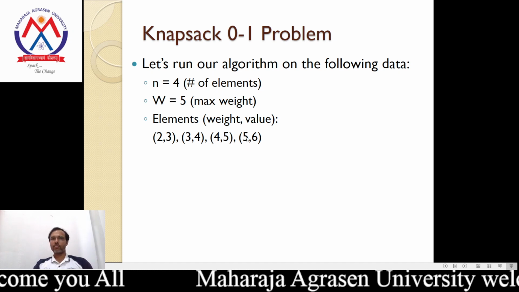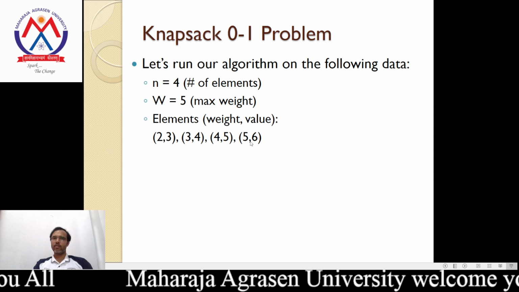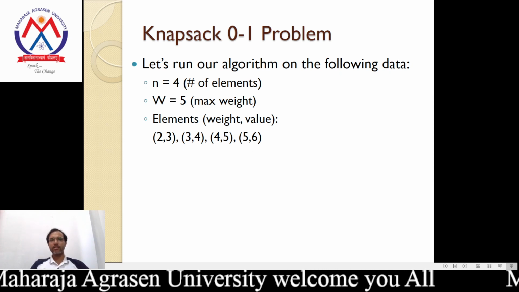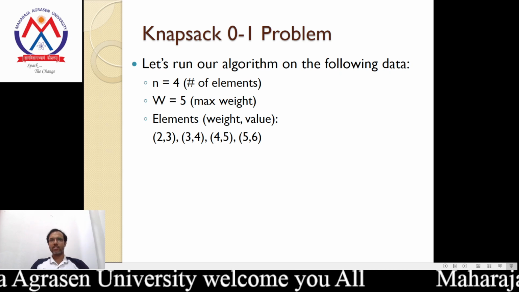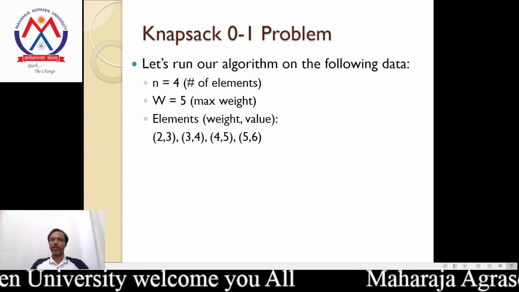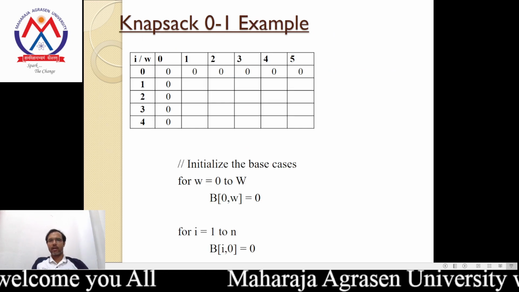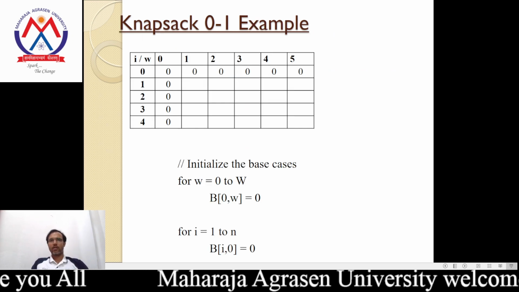And the last one is item 4, the value of 6, meaning we are considering only the four elements, and each element has its weight, and according to the weights we have the profit. This is the case.